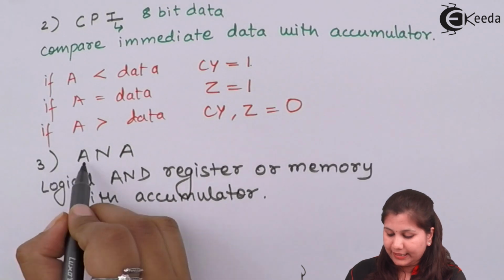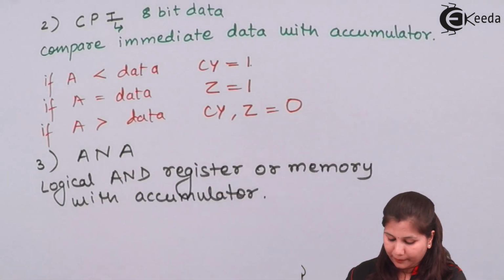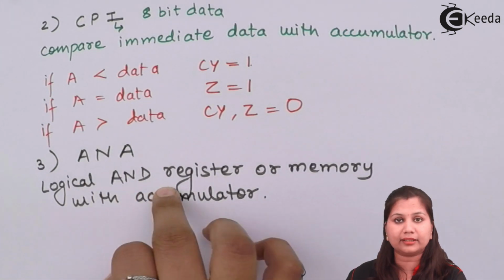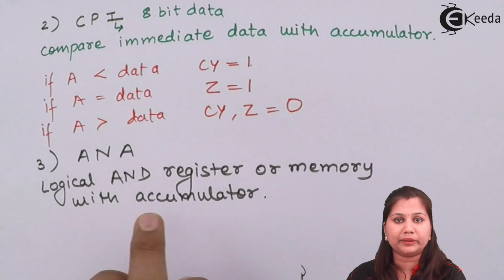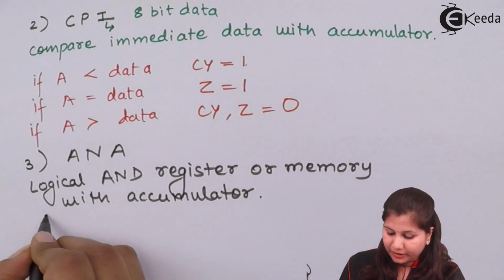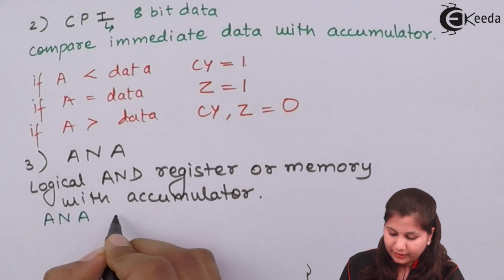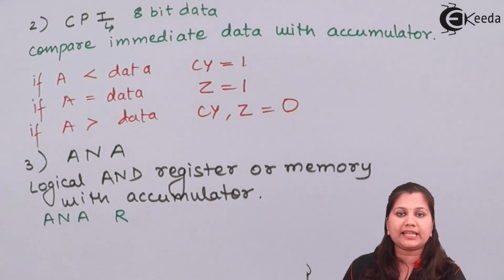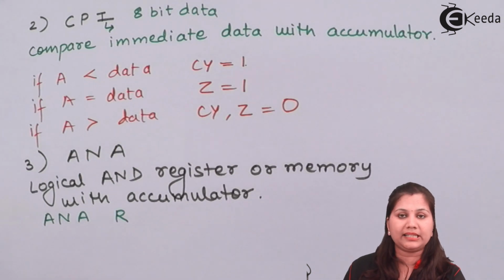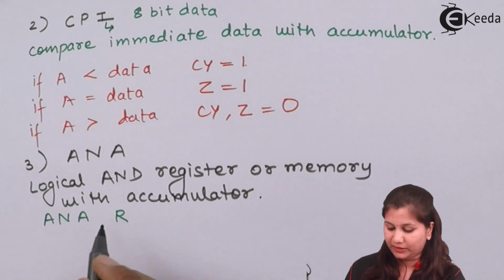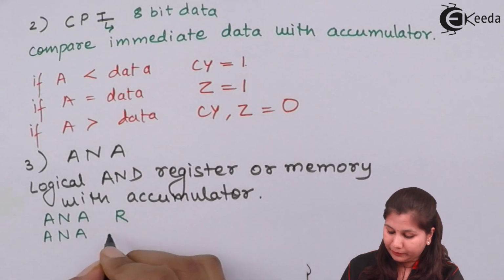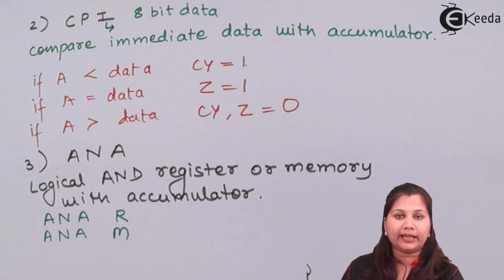So if it is ANA, then it is going to compare the register and memory with, or it is going to logically AND the contents of the register and memory with the accumulator. If we are using a register, we will write ANA and the register, which can be any of B, C, D, E, H, L. If we are using the memory, then we will write M here.